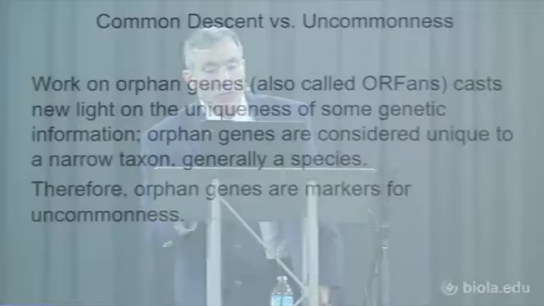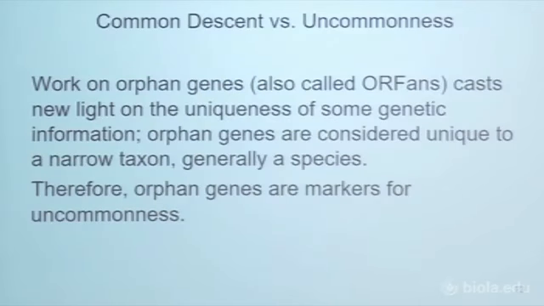If you look at the 1.5%, it absolutely looks like humans and other hominids come from a common descendant. When you look at the 98.5%, there are other regions that are unique, that speak of uncommonness. Then there's work on something called orphan genes, which casts new light on the uniqueness of some genetic information. Orphan genes are considered unique to a narrow taxon, or generally a species. Therefore, orphan genes are markers of uncommonness.